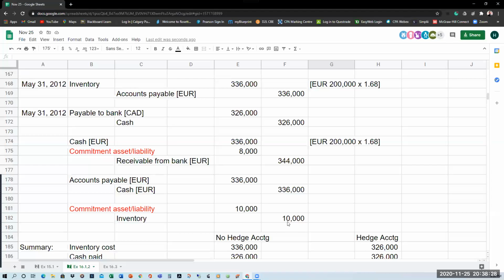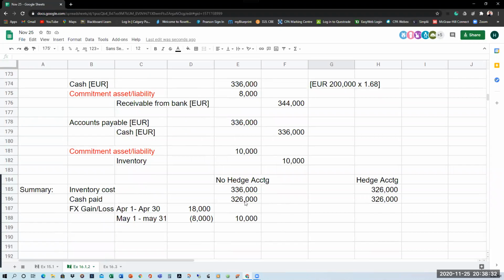So what does all of that distill down to? If we don't use hedge accounting, the inventory is recorded at $336,000. We paid $326,000 in cash because that's what our forward contract obligated us to do. But we ended up recording a net amount of $10,000 of FX gain: $18,000 up to April 30th, and an $8,000 loss subsequently.